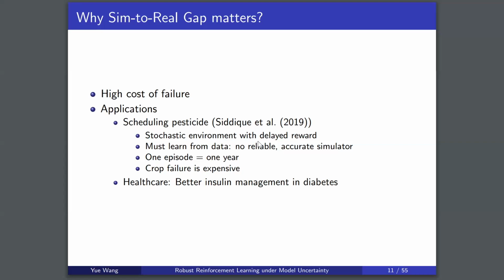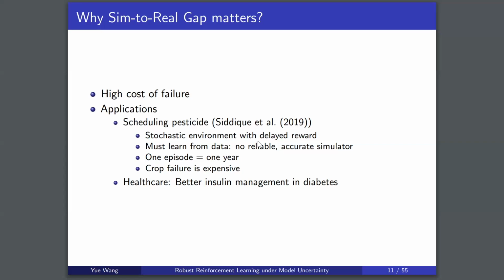In this case, the episode of the learner would be one year. Of course, the simulator he learned from the historical data is different from this year's situation, so there exists the sim to real gap. If this farmer cannot handle this gap properly, it may lead to a crop failure, which is expensive to this farmer because it means that he has no money during this whole year.